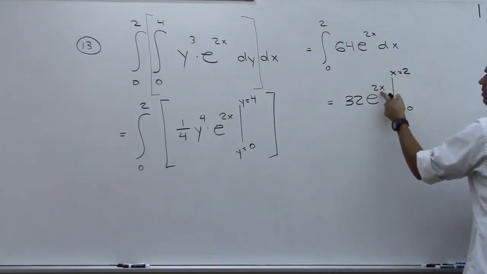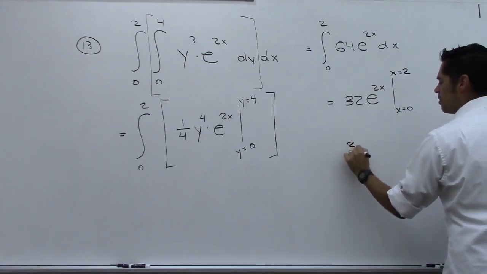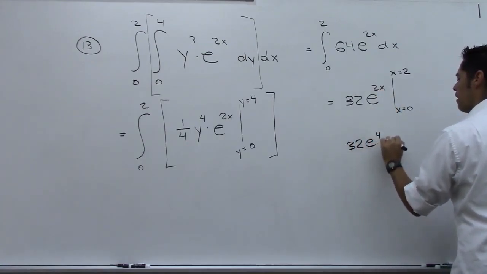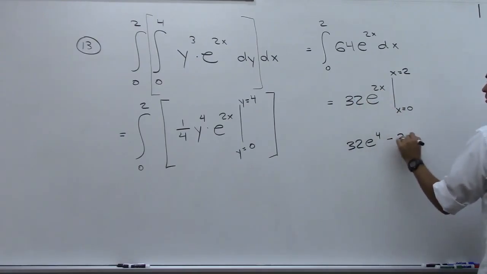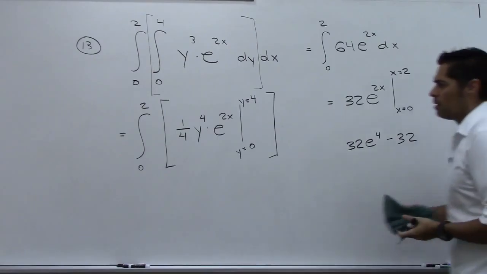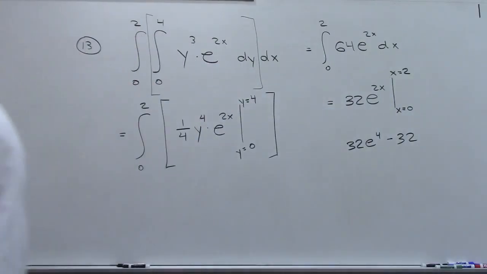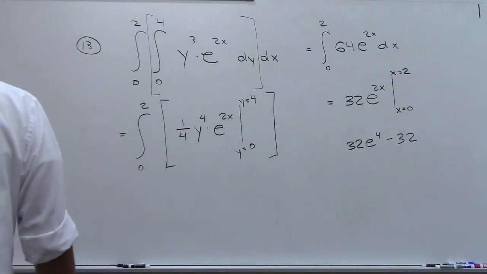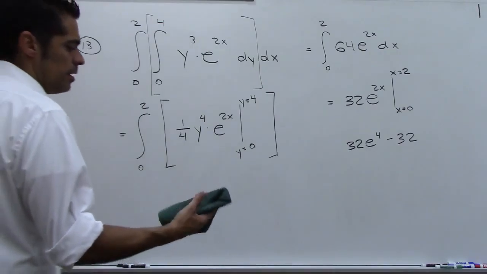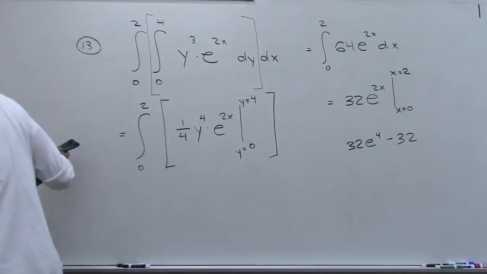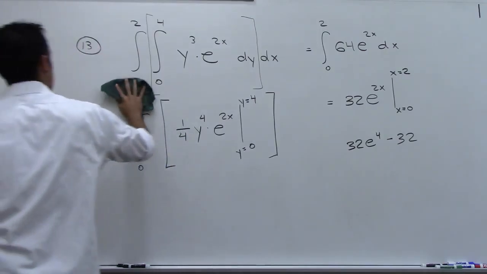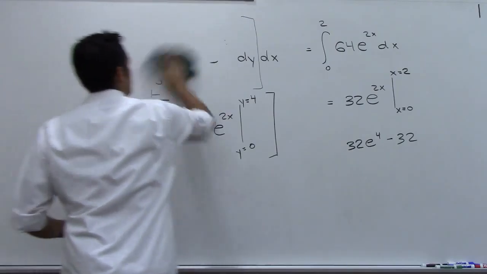Plug in 2 for x, we get e to the 4th times 32, minus, plug in 0 here, e to the 0 is 1 times 32, so minus 32. So that should be it for number 13. Now, again, you could do it the other way, and you should get the same answer. Let's take a look at 17. Looks interesting.